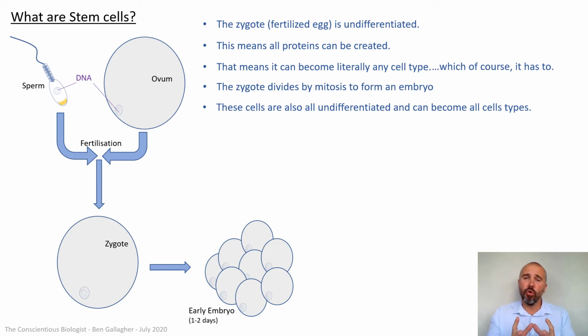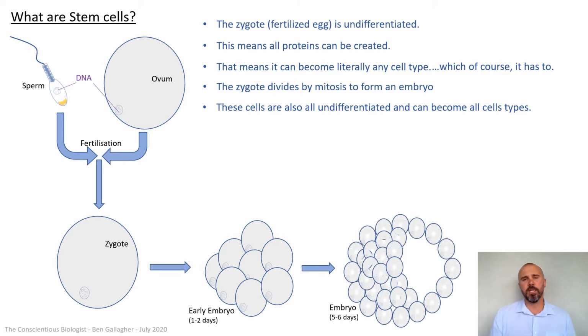Now, these cells are all undifferentiated and can also all become all cell types. So every one of those cells in that small embryo there, you could, at this stage, pull those cells apart and each one would still function as a zygote. You could put them all into different women, different uteruses, and each one should then grow into identical clones of the original person. Okay, but so they're all totally undifferentiated.